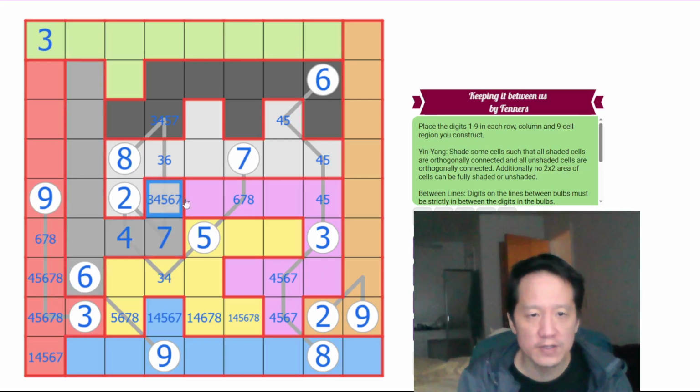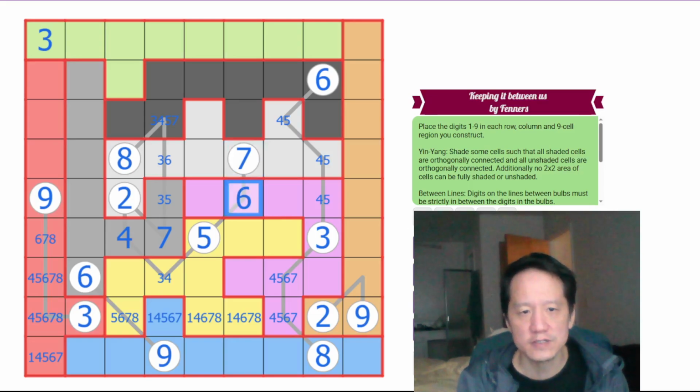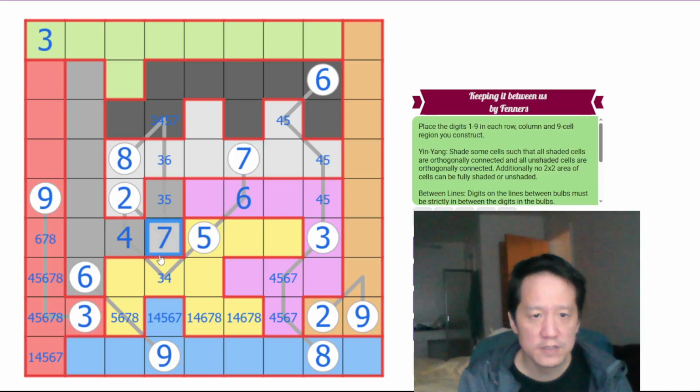This is 7. This can't be 6 or 7. It also cannot be 4 because of the 4 in the region. This can't be 5 because there can't be another 5 in that region. This can't be 7. Oh, this has to be in between 5 and 7, so this is a 6. This can no longer be 7 here because of this 7.